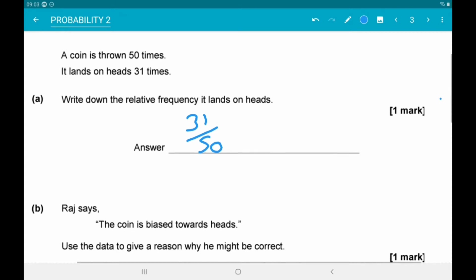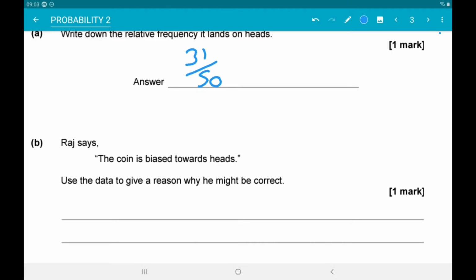Part B. Raj says the coin is biased towards heads. Give a reason why Raj might be correct. Biased towards heads means it's more likely to land on heads. So, with a coin, we would expect it to be 50-50 heads and tails. It's landed on heads a lot more times than on tails. So because of that, Raj might be correct.